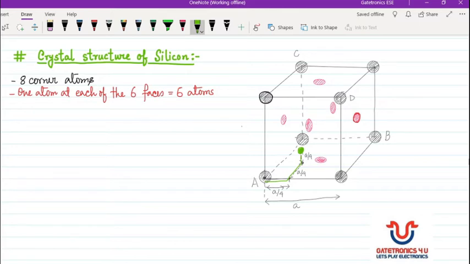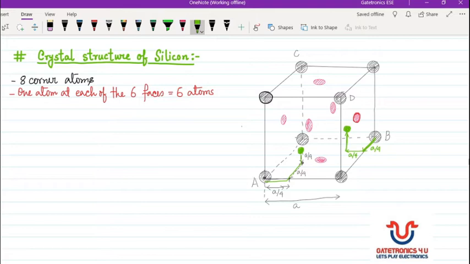Similarly, if we move a by 4 from the B corner in this direction, so this is a by 4 distance, then we will move a by 4 in this direction, so this is also a by 4, and from this point if I move in the upward direction by a by 4 distance, then at this position we will get another atom. These are the two atoms that we can get.